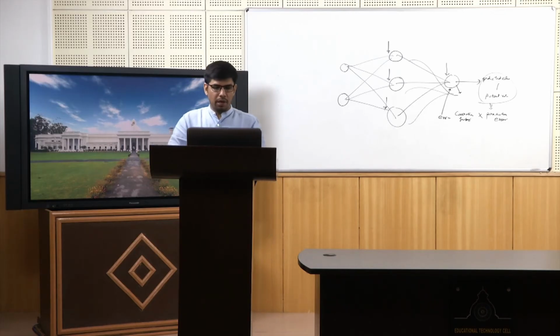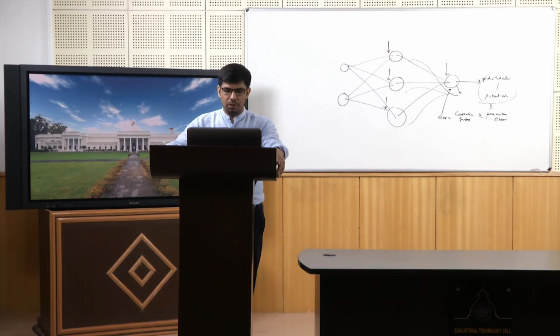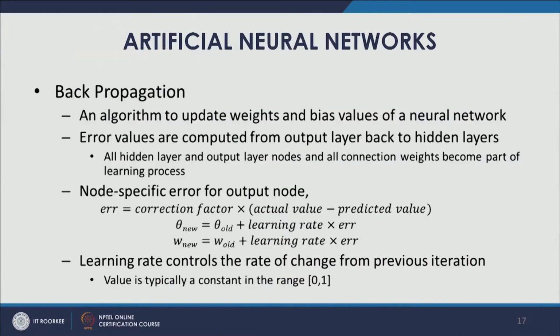As we can see in the next equation, the bias value theta new is theta old plus learning rate into error. So the error value that has been computed in the previous step, we will multiply it with the learning rate and then add it to the old bias value. That will give us the new bias value to be used for the network. So any new observation that is run through the network will use this new bias value.